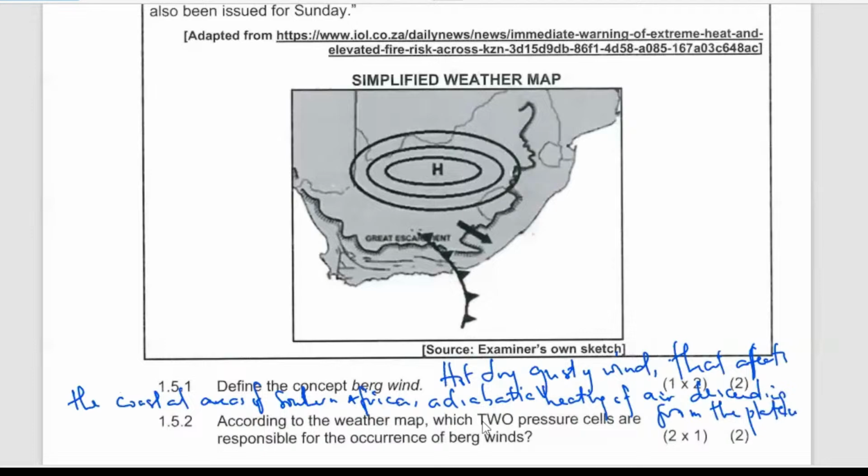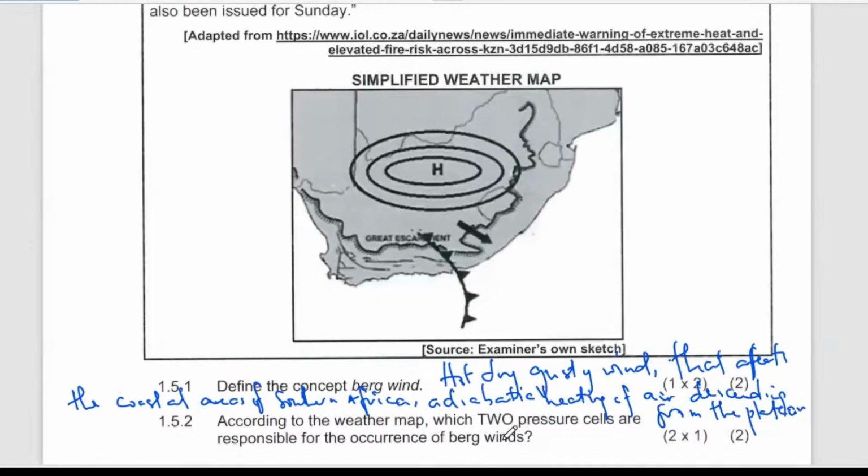I think we would have addressed the basics of the Berg winds. What nature of wind is it? It is a dry, hot, gusty wind. Where does it affect? It affects the coastal areas of Southern Africa. And how does it result? It results from adiabatic heating of descending air, which comes from the plateau because of the dominance of the Kalahari high pressure cell and the existence of the coastal low around the coastal regions.